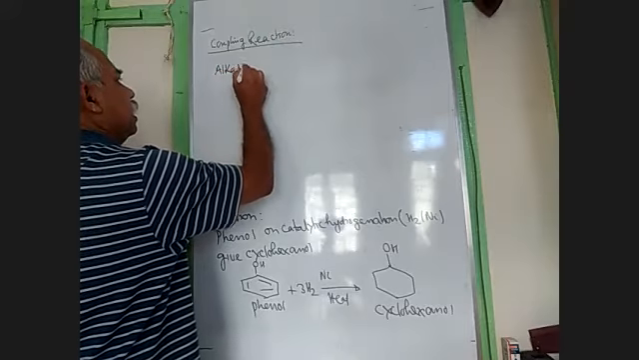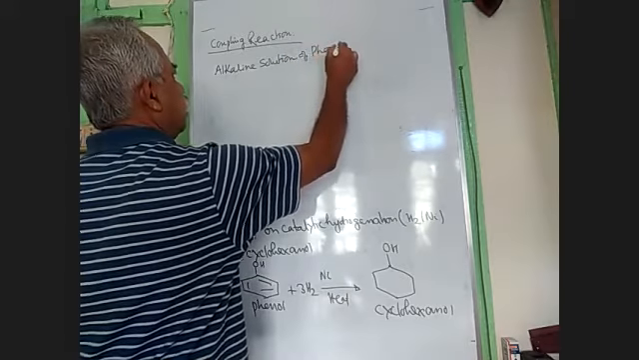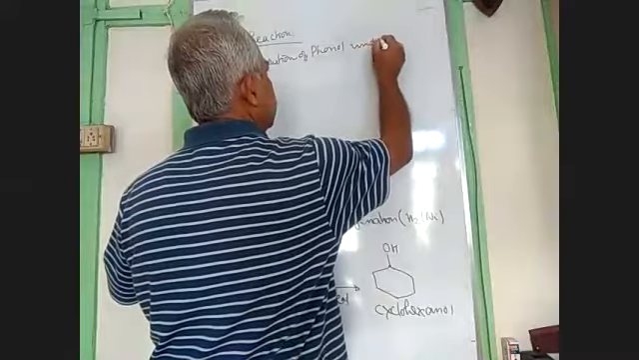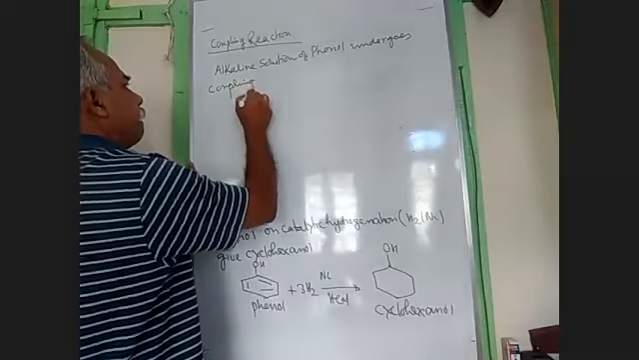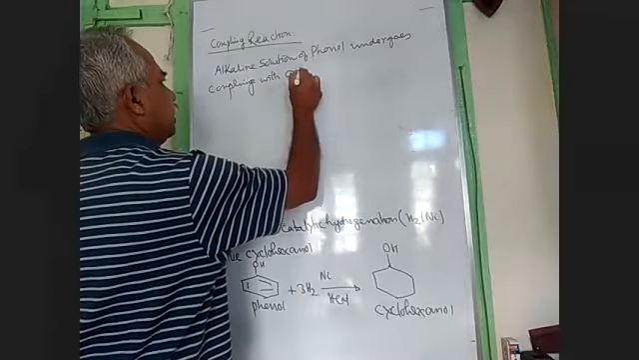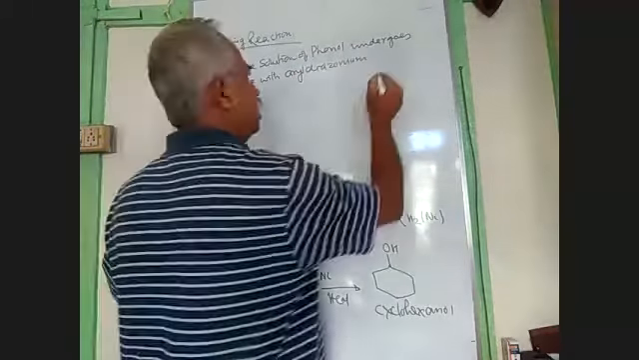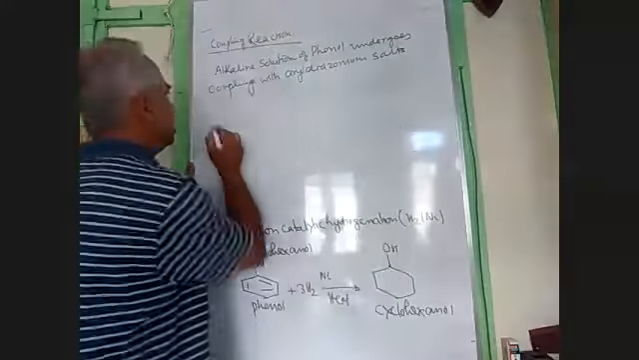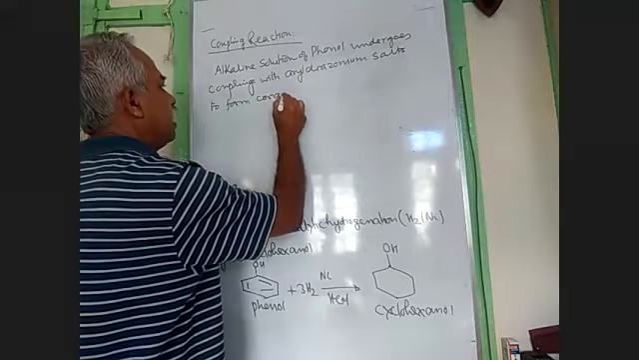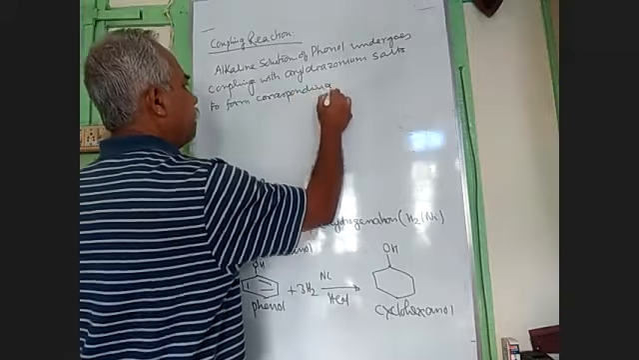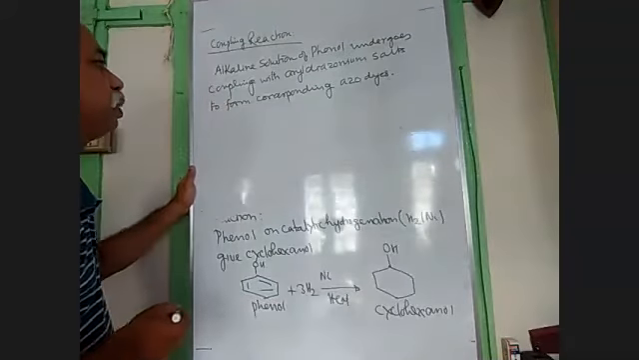Alkaline solution of phenol undergoes coupling with aryl diazonium salts to form the corresponding azo dye. Hundreds and hundreds of phenols are being used. Okay.